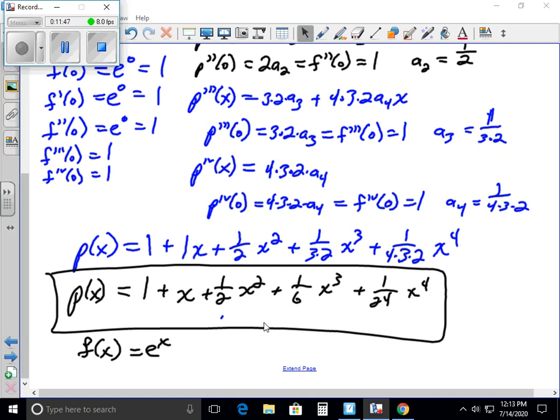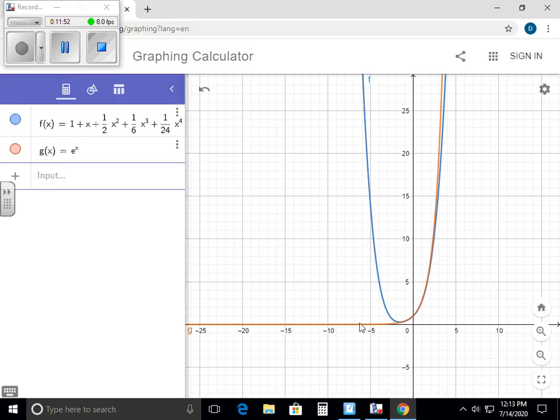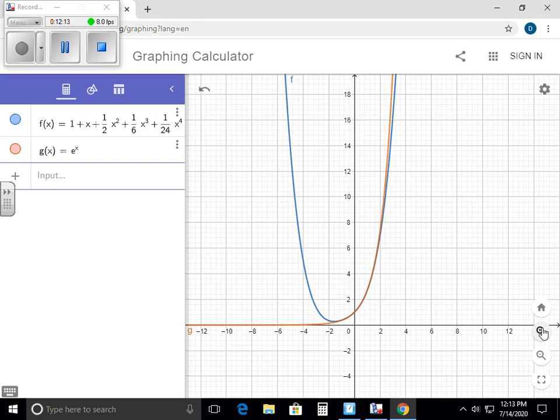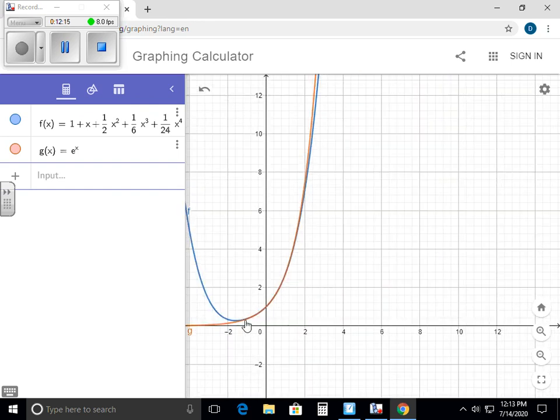Let's take a look at a graph of these two functions. If we come over here, then the blue curve is our polynomial. The red curve is e to the x. So the red curve is our original function, and the blue curve is our approximation. Notice when x is 0, those are the same. And if we're pretty close to x equals 0, then the curves are right on top of each other.